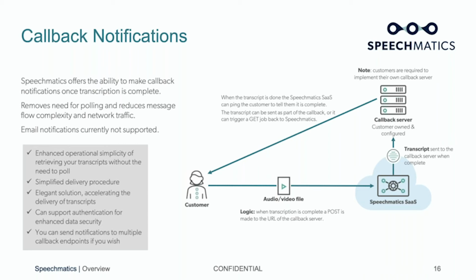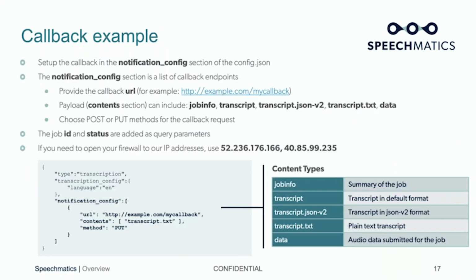If we look next at an example, you'll see that there's a new section called the notification config section, which you have in your config object when you submit your job. That contains some information about where to send the callback. The most important thing is the URL, which is the URL on your callback service that you're going to run.